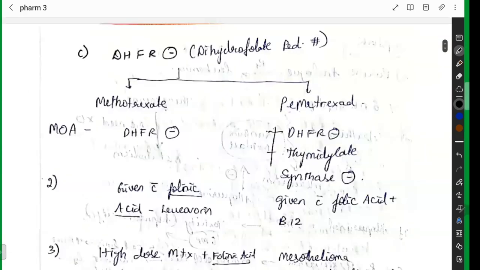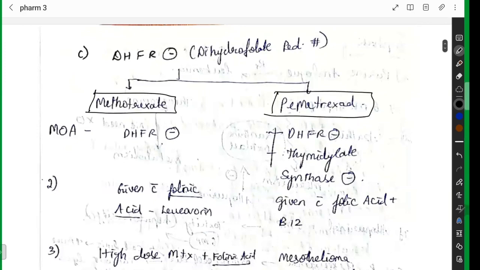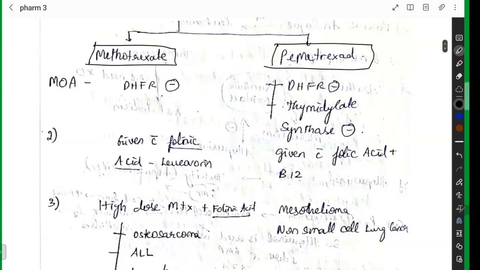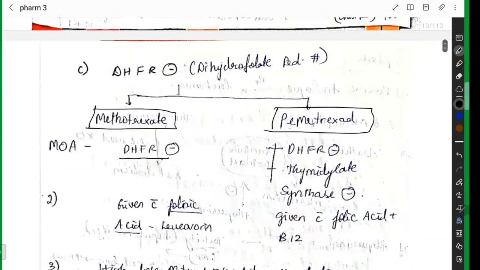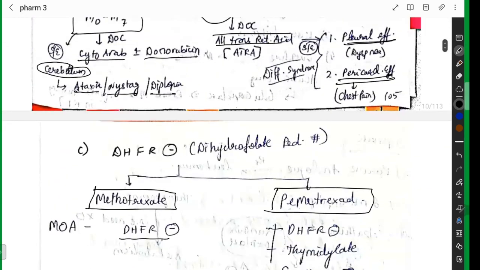Now moving towards the third group of drugs, that is your dihydrofolate reductase inhibitors. There are two drugs in the dihydrofolate reductase inhibitors. One is methotrexate and one is pemetrexed. Methotrexate is going to inhibit just your dihydrofolate reductase. But pemetrexed is going to inhibit dihydrofolate reductase, and along with it, thymidylate synthase is also going to get inhibited.